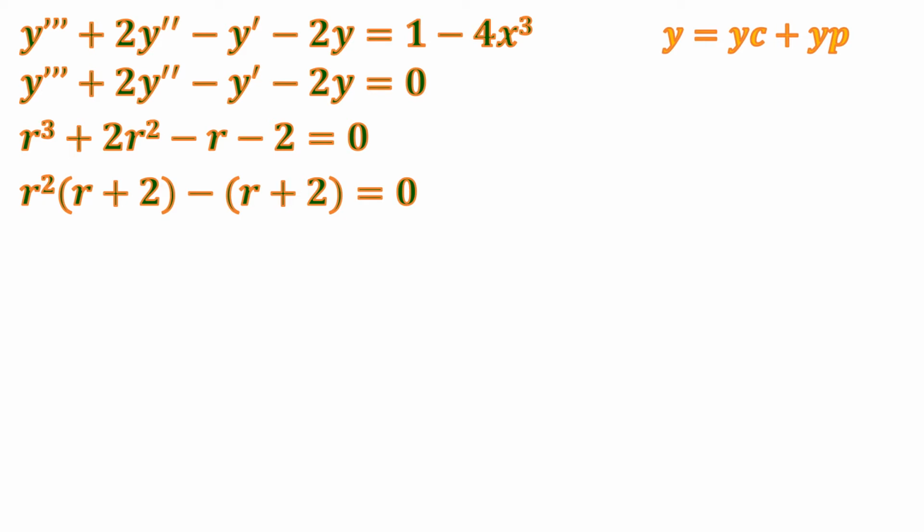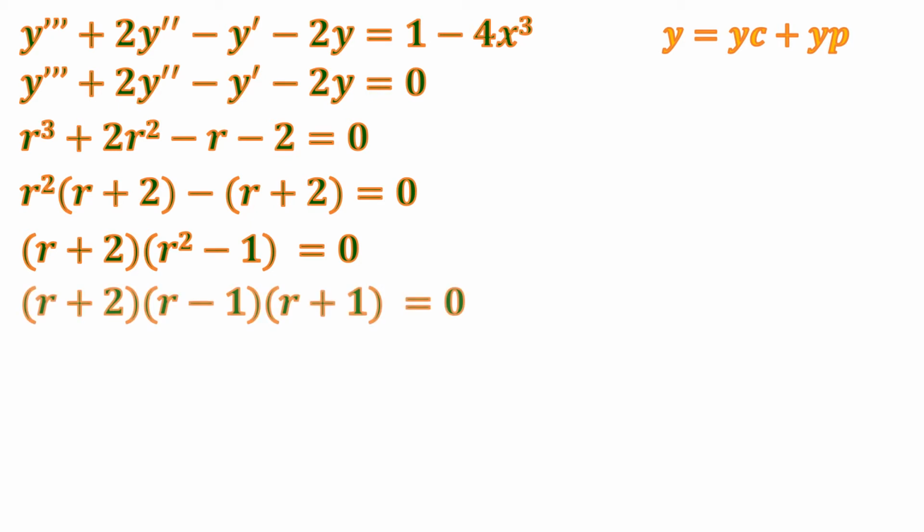And then we can take out now the r plus 2 because that's common to the two terms. So r plus 2 times r squared minus 1. And then r squared minus 1 can be factored using difference of two squares because 1 is 1 squared. So it's going to be r plus 2 times r minus 1 times r plus 1. And then I'm going to solve the roots of these three factors.